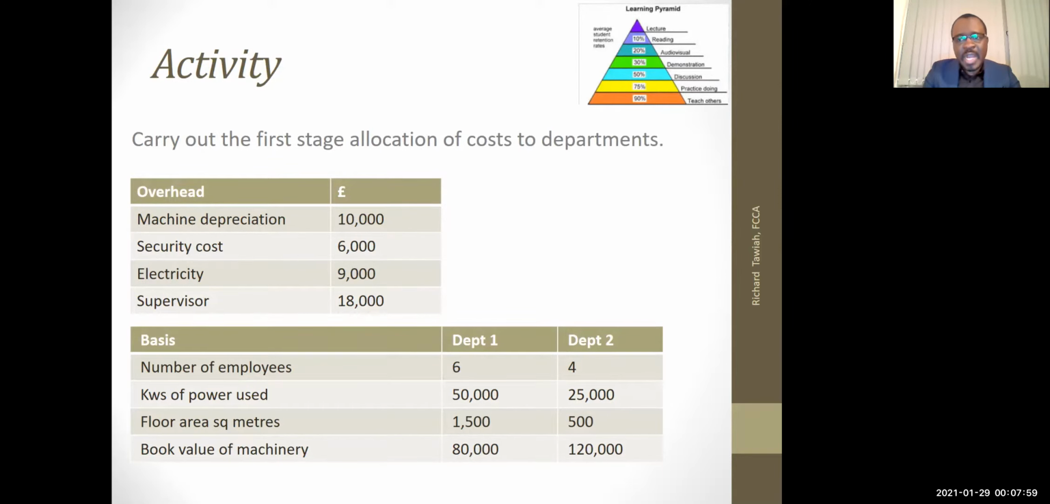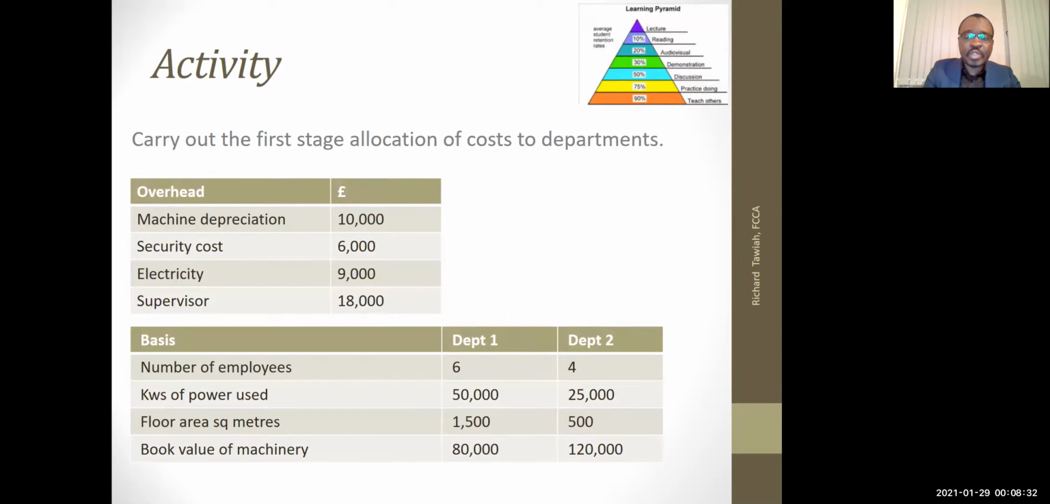Let's go to the next one. Book value of machinery, there's machine depreciation. So I'll simply allocate book value to machine depreciation. And then floor area for security cost. If we have CCTVs and we have a very large square area, you should expect more CCTVs to cover those larger areas. If you have one person who is monitoring about 10 areas, then you should know for sure that we will require more security personnel to cover more areas, right? So we'll just allocate these.